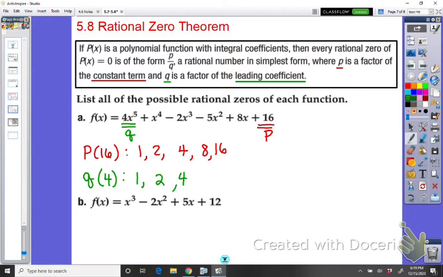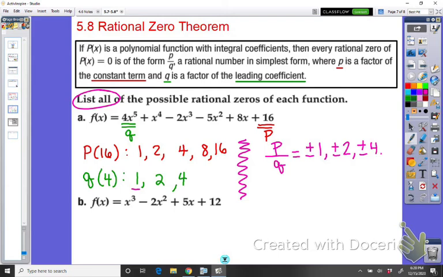So then when it says list all the possible values, you need to kind of think of all the possible zeros that could be an option. Now this doesn't mean that all of them are zeros, but P divided by Q. So I need to take all the factors of P and divide them by Q. So I can have 1, 2, 4, 8, and 16. If I divide them by the 1 right here, you can have plus or minus of both. So plus or minus 1, plus or minus 2, plus or minus 4, plus or minus 8, and plus or minus 16.